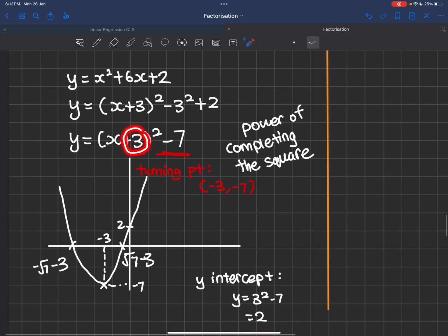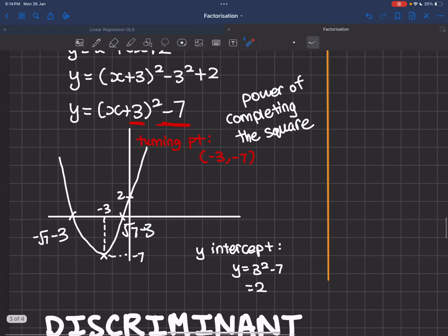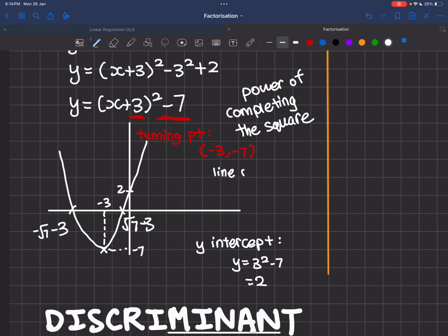You take the negative of plus 3, and you just take the minus 7, and that's your turning point. Turning point is also the line of symmetry. So if I was to draw this correctly, this part is the exact same as this part. Line of symmetry. What's our line of symmetry? X equals negative 3. Okay. Line of symmetry.